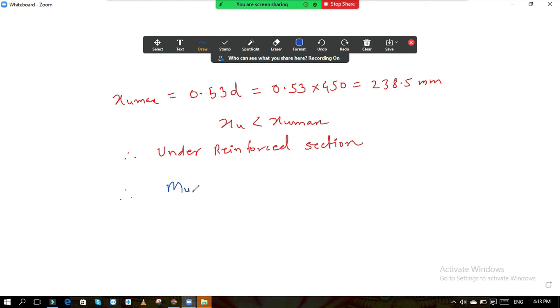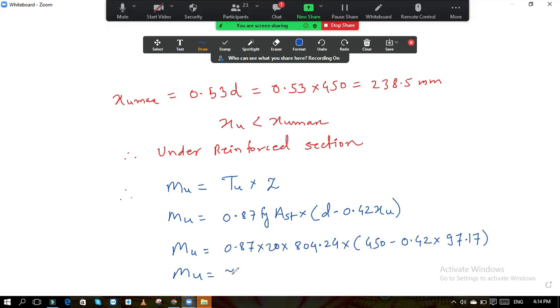Therefore, Mu is equal to Tu into Z. So Mu is equal to Tu, that is 0.87 fy Ast into d minus 0.42 Xu. So calculate the value of this Mu, 71.57 kilonewton meter. Okay, so up to this part it is common. Now after this, what they have told us.